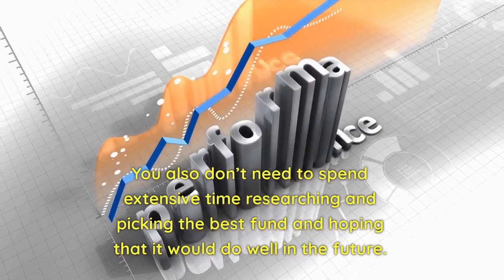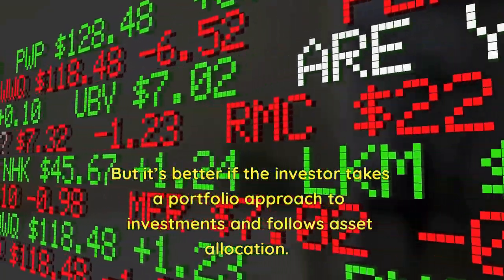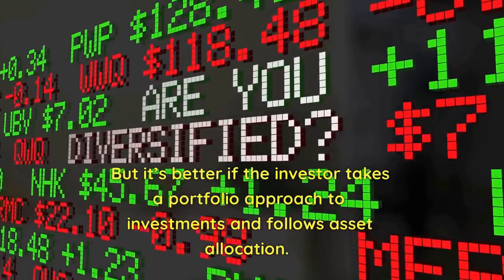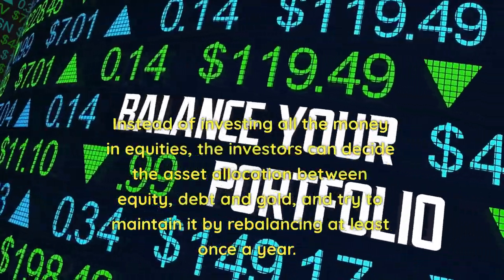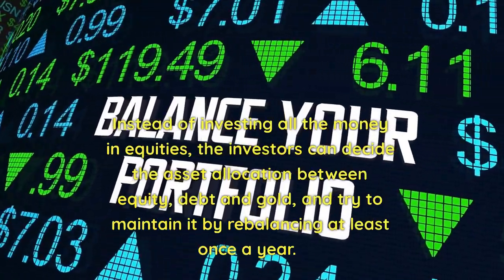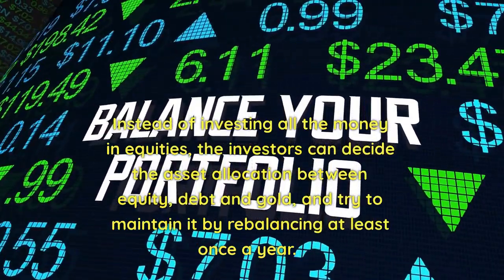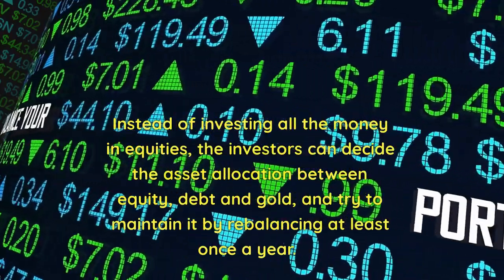well in the future. But it's better if the investor takes a portfolio approach to investments and follows asset allocation. Instead of investing all the money in equities, the investors can decide the asset allocation between equity, debt and gold, and try to maintain it by rebalancing at least once a year.